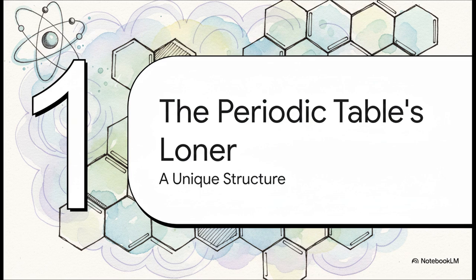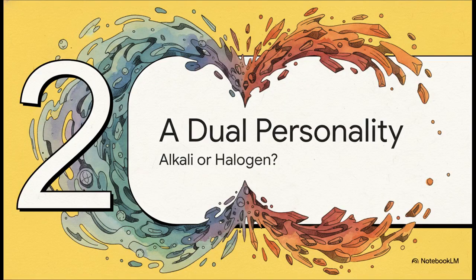Okay, so let's get into it. Why exactly is hydrogen the periodic table's ultimate loner? It all comes down to its structure, which is super, super simple, but also totally unique. And that structure gives hydrogen this dual personality. It's the root of its whole identity crisis. It can behave like two completely different kinds of elements. It really just depends on the situation.